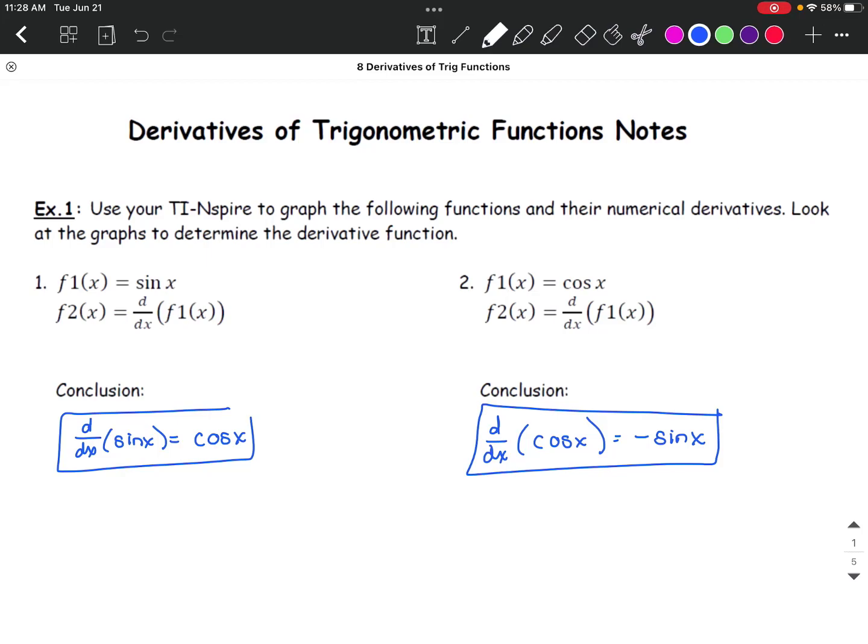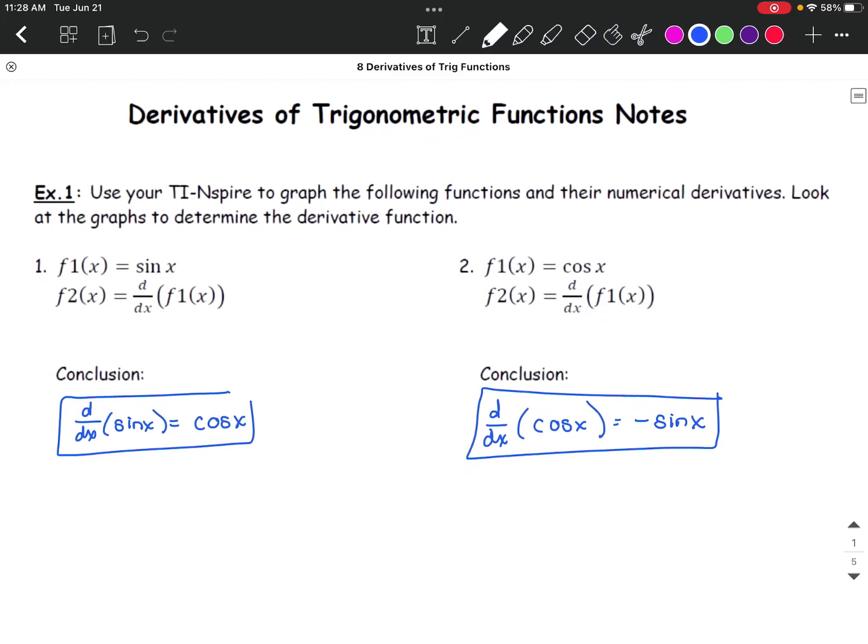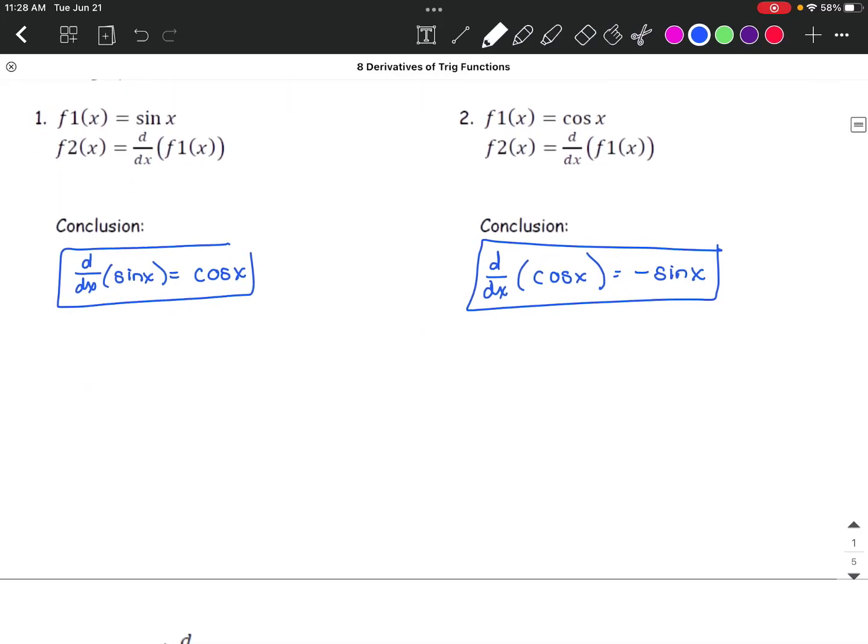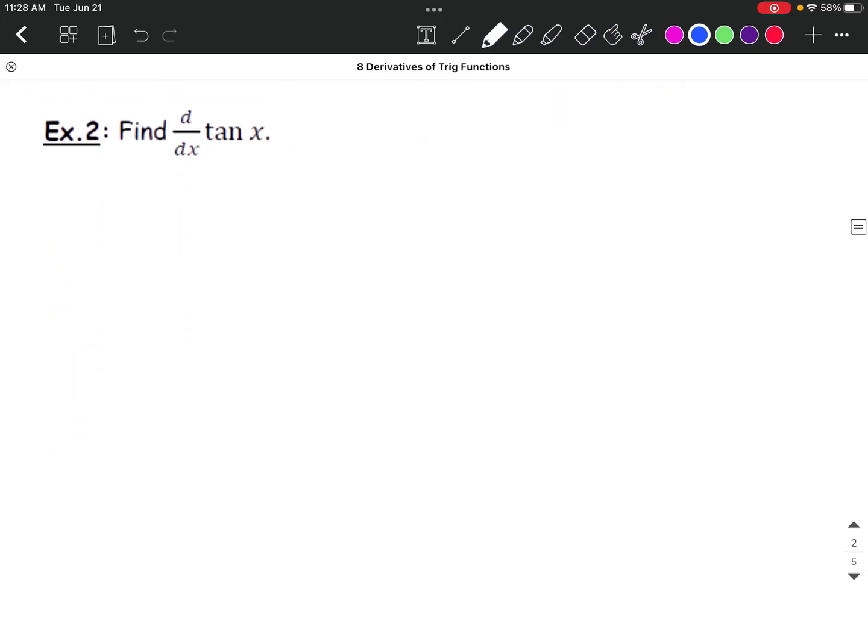Okay, so hopefully you have everything down that you need to have down, because now we're going to use those two rules to help us find the derivative with respect to x of the tangent of x. Now, how can that help us? Because wait a minute, what is tangent? Tangent, remember, is just sine x over cosine x. So we can take that derivative if we use the quotient rule.